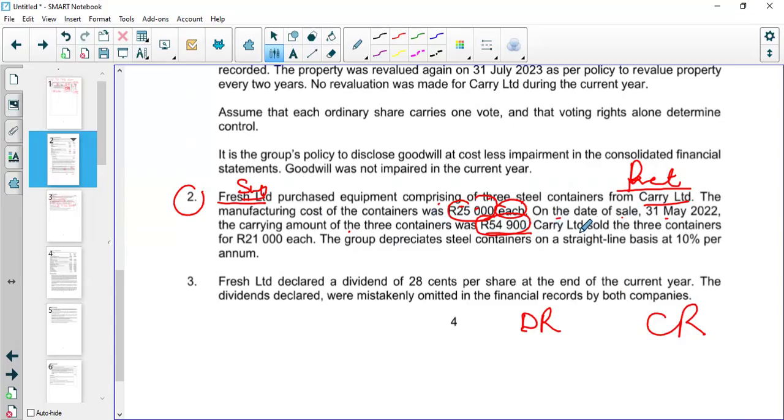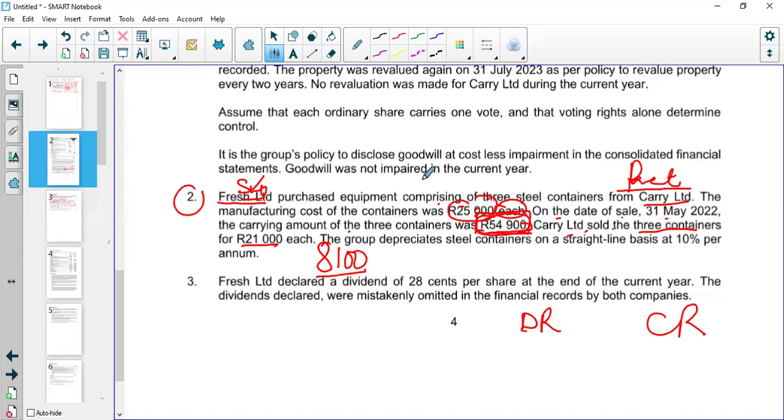Then Kerry sold. So this is the buyer, this is the seller. Kerry Limited sold 3 containers for 21,000 rand each. So the combined selling price was 21,000 times 3, 63,000. Then we subtract the carrying amount, which is 54,900. So that's 8,100. This is the profit that I get. You could get a different profit, but that's fine.